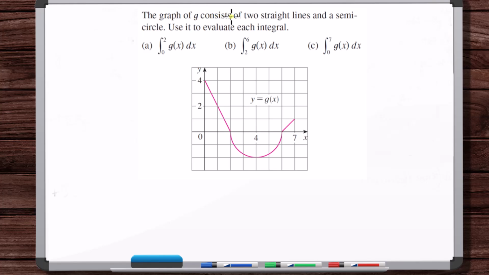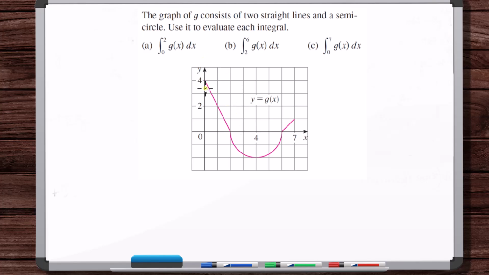The graph of g consists of two straight lines and a semicircle. Use it to evaluate each integral. So what this problem is trying to do is illustrate how these definite integrals are literally just areas under curves in this sense. There are other applications where you can use a definite integral outside of just areas under curves, but for the way that we developed the meaning of the definite integral in section 5.1, we did it using areas under curves.